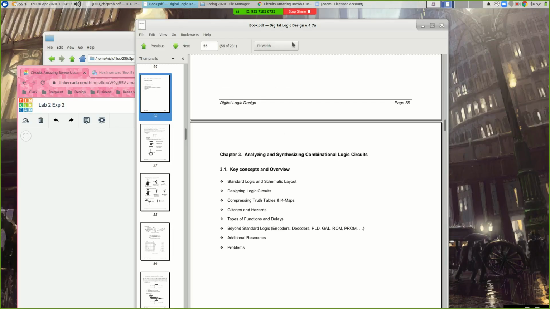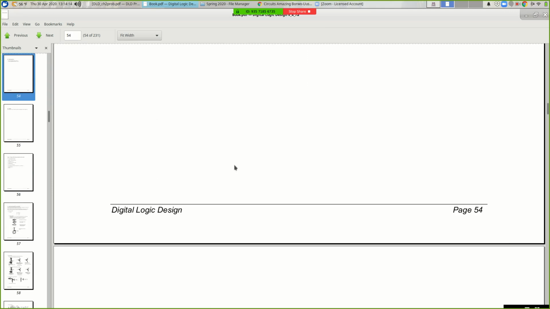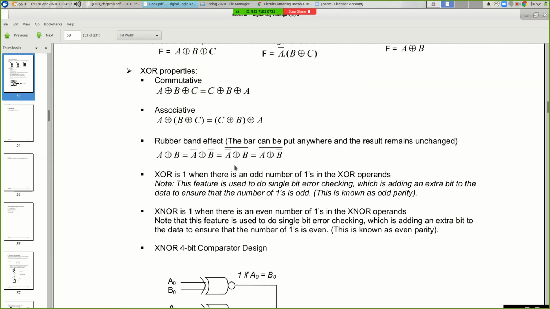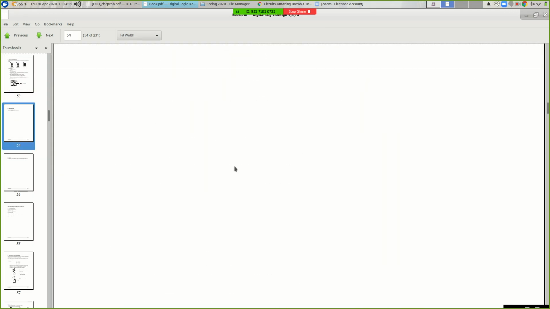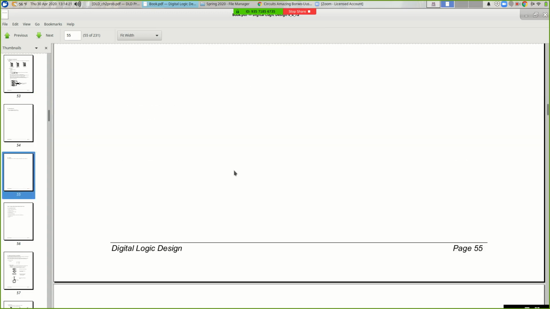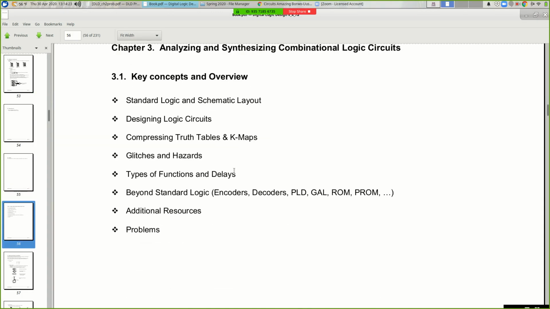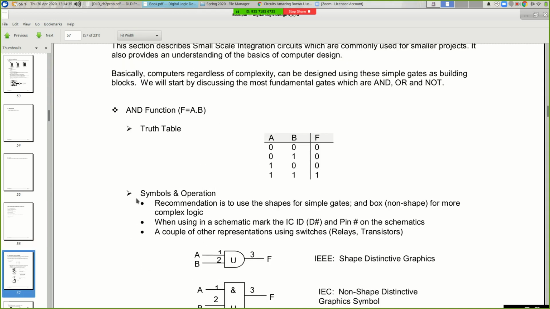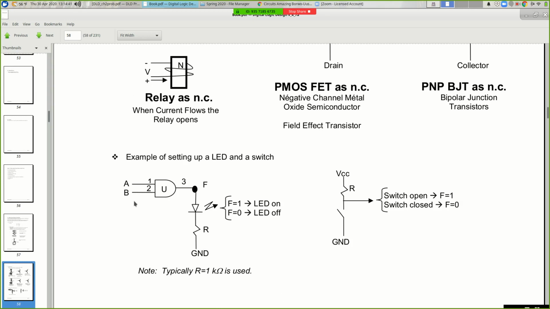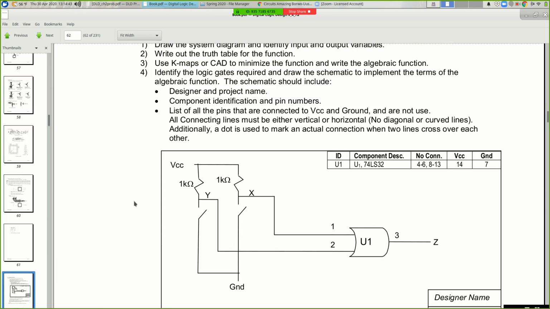All right, so we're basically done with chapter 2, which ends with XORs. So make sure you read through chapter 2. And then chapter 3 goes deeper into this and starts talking about something called glitches. And I'm not quite ready to talk about those, so I'm going to go down here to this beyond standard logic and talk a little about this. And this is stuff that you'll see in an upcoming lab also.